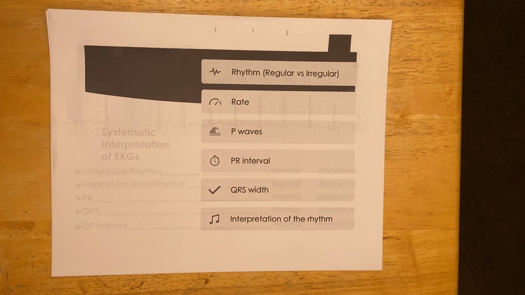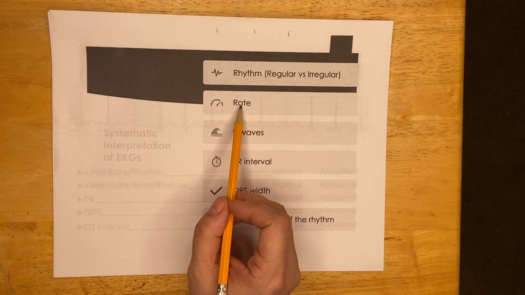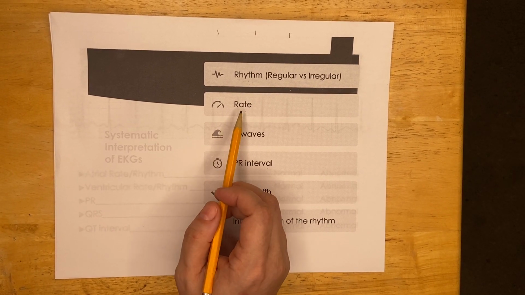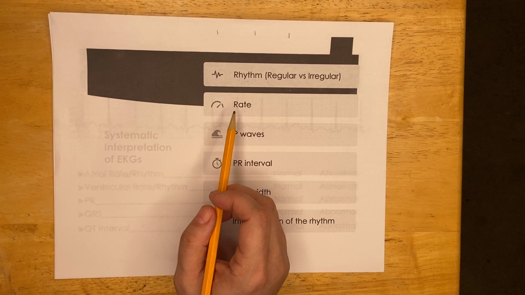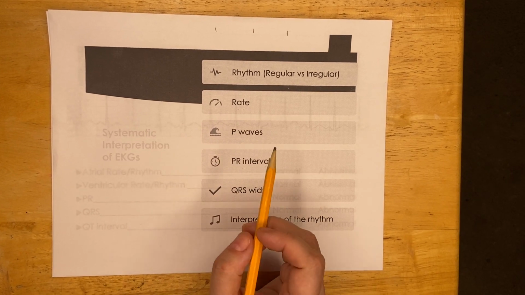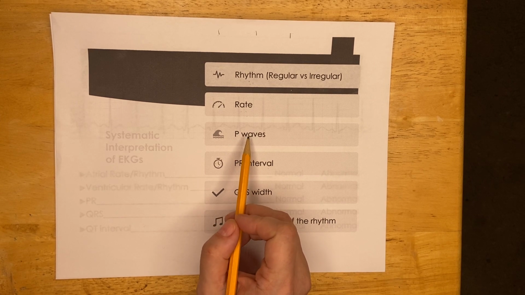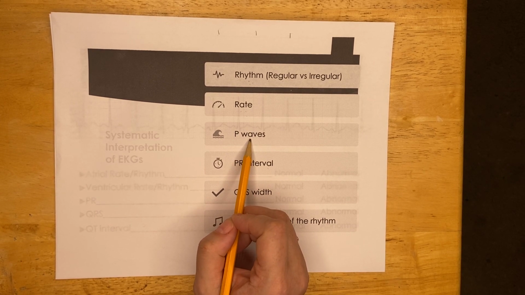For example, if there are 10 QRSs on my strip and it's a 6-second strip, then I know the heart rate is around 100. You'll see what I mean in a minute. But it is also important to look at the rate and the rhythm of your atrial contractions or atrial impulses as well. We'll talk about that. The way that you look at atrial stuff is by looking at the P waves.